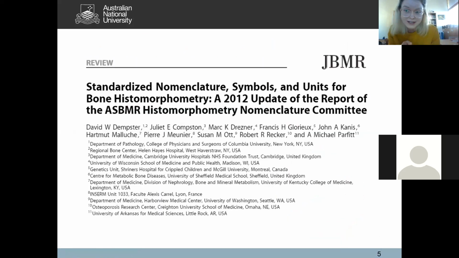As we're halfway through the series, it's really important to point you to a very important paper that we use in bone histology. This paper was published in 2012, led by David Dempster in the Journal of Bone and Mineral Research, and it talks about standardized nomenclature, symbols, and units that we use in reporting bone histology. It's very important to report your data and describe the variables using a common language that scientists can refer to no matter what lab you're from.